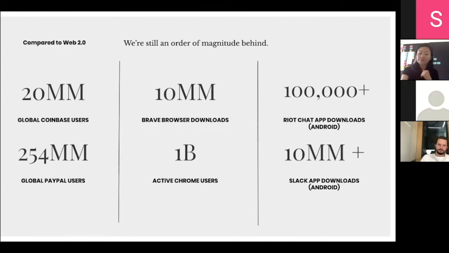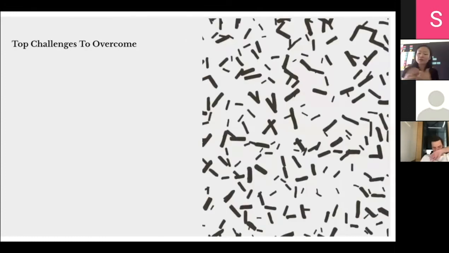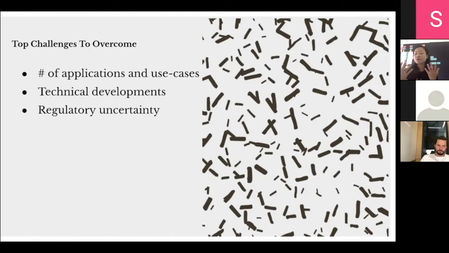So here are some top challenges to overcome in this space. Obviously, we're facing a ton of them, apart from looking at different applications and use cases. We're looking at regulatory uncertainty and technical developments like scaling. But one thing that we can really look at, and what I want to focus on today, is user experience. And why is this important?